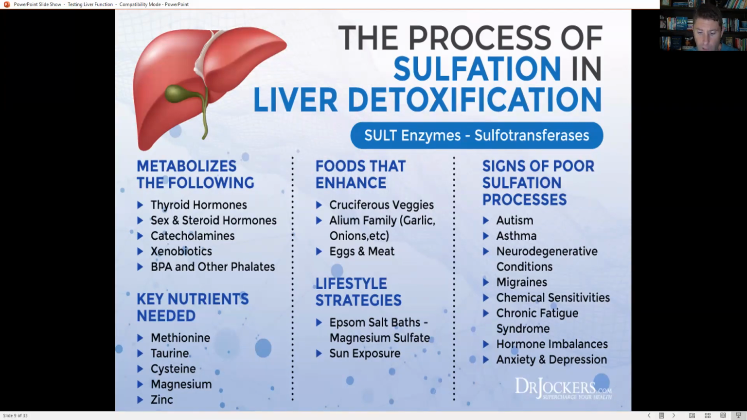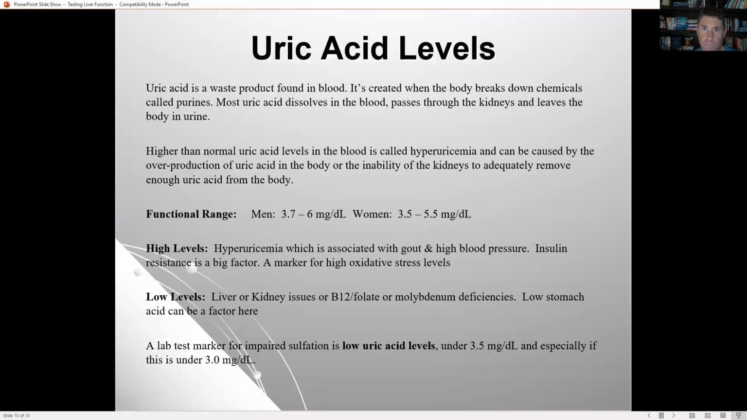Sun exposure as well. Sun exposure is very important for sulfation in the body, right? The overall sulfation process. So signs of poor sulfation are going to be things like autism, asthma, neurodegenerative conditions, migraines, chemical sensitivities, chronic fatigue syndrome, hormone imbalances, anxiety, and depression. So really almost all the major health challenges that people are dealing with, particularly a lot of brain mitochondrial type issues that you can see there are associated with poor sulfation.